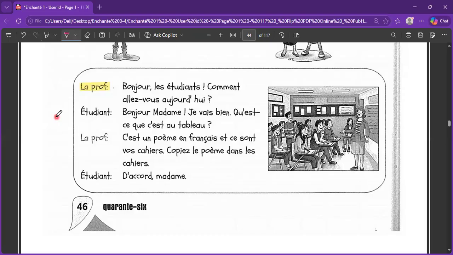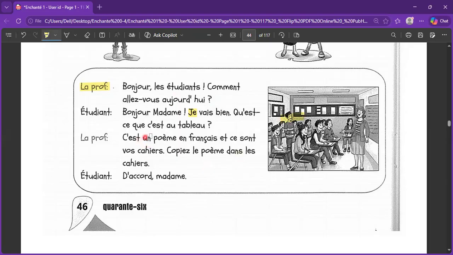D'accord, madame. Très bien. First is the simple greeting, bonjour les étudiants. Comment allez-vous aujourd'hui? Means how are you today? And the greeting is reversed, bonjour madame, je vais bien. Now why je vais bien? Because we can see only one guy standing over here. Maybe he is giving the answer. So that's why je vais bien.